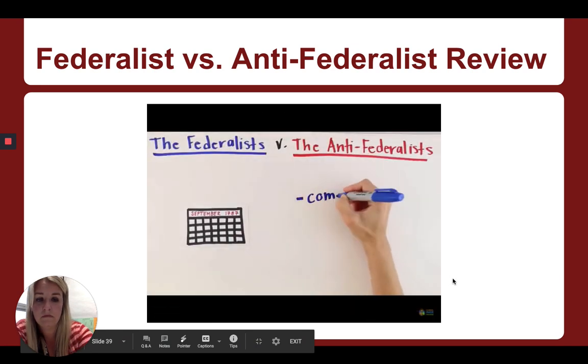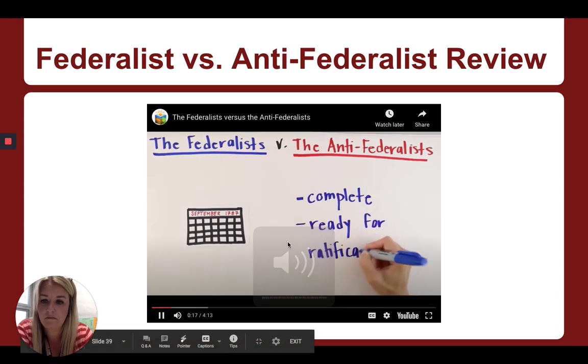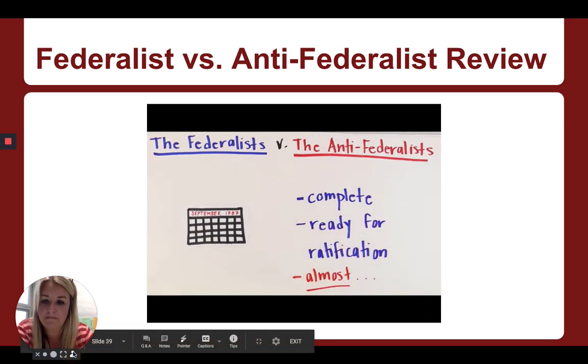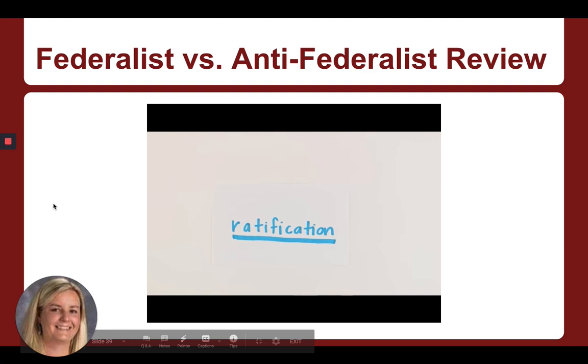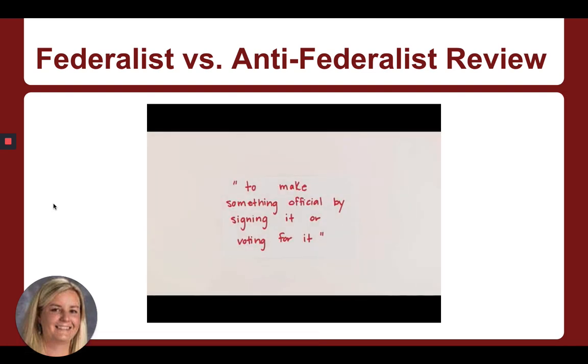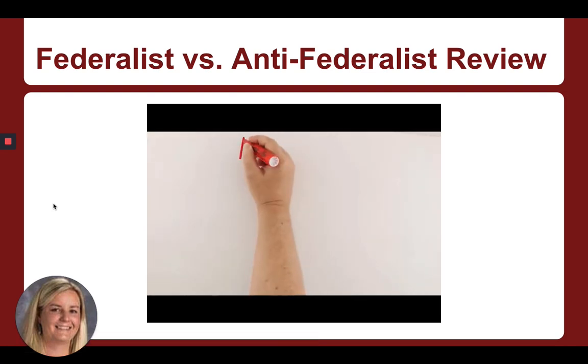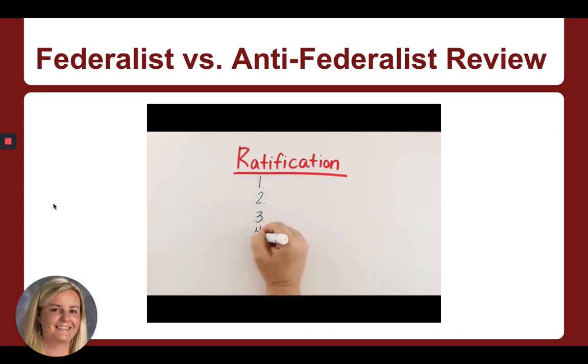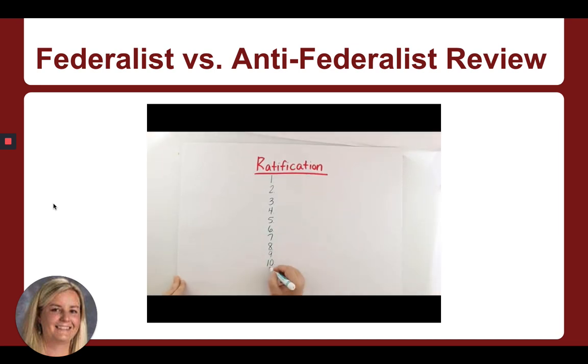1787, the Constitution was complete and ready for ratification. Almost. Ratification means to make something official by signing it or voting for it. And to ratify the Constitution and make it the supreme law of the land, 9 of the 13 states had to approve of it.